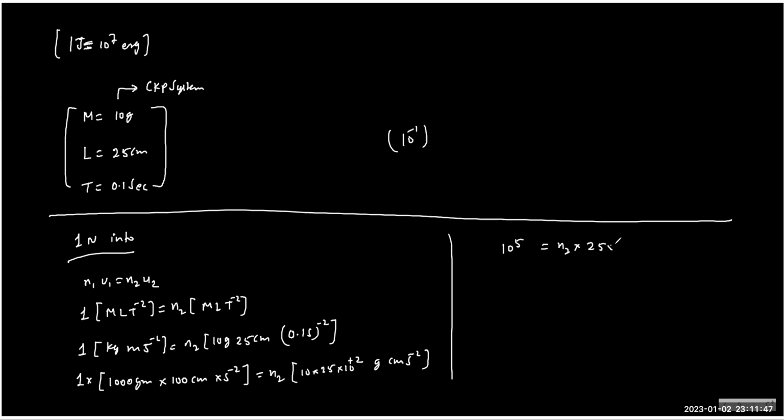25 into 10 power 3. So N2 is how much? Only 4, right? So 1 Newton is 4 CKP. And that should be the logical answer because we are growing the size of the unit, right? My mass is 10 gram as fundamental, my length is 25 as fundamental, and time is 0.1.